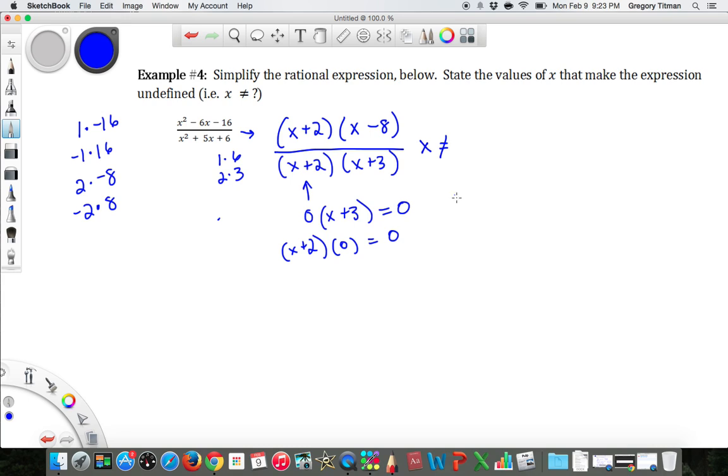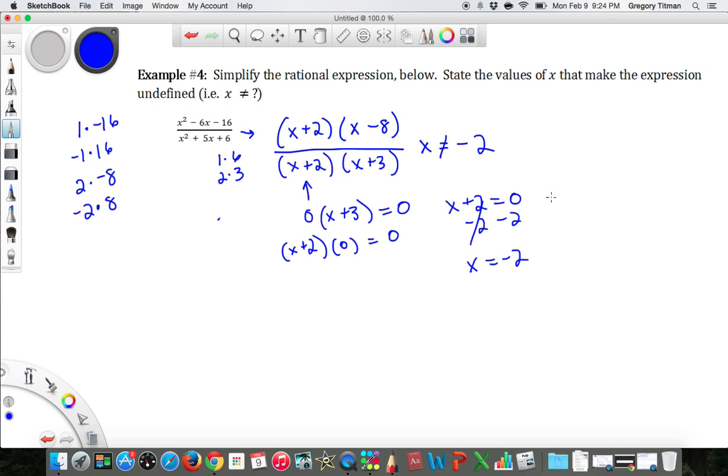So what we need to do is figure out what value of x makes x plus 2 equal to 0, which is pretty easy. We just subtract 2, so x equals negative 2. So we cannot substitute in negative 2 for x. Negative 2 is excluded from the domain because that's going to make this factor equal to 0, which will make the product in our denominator equal 0.